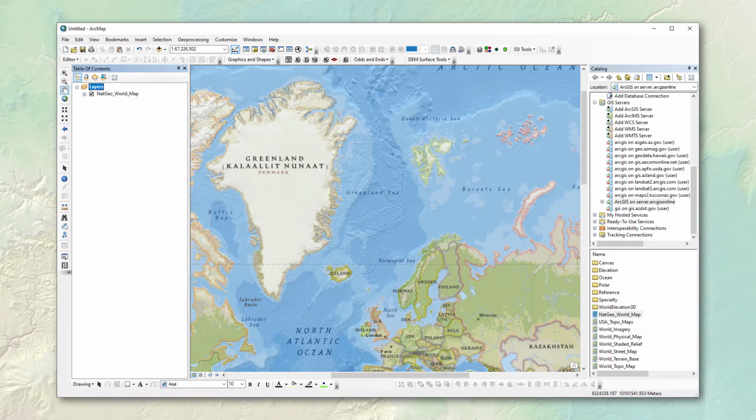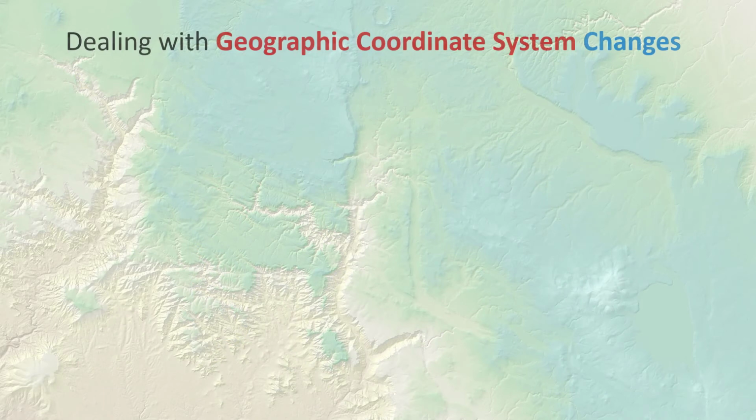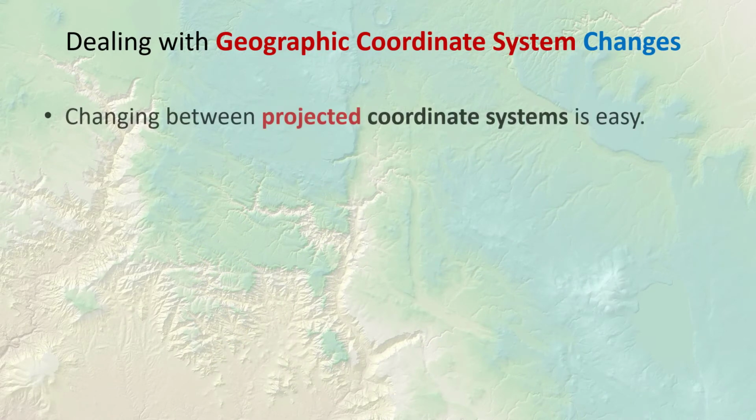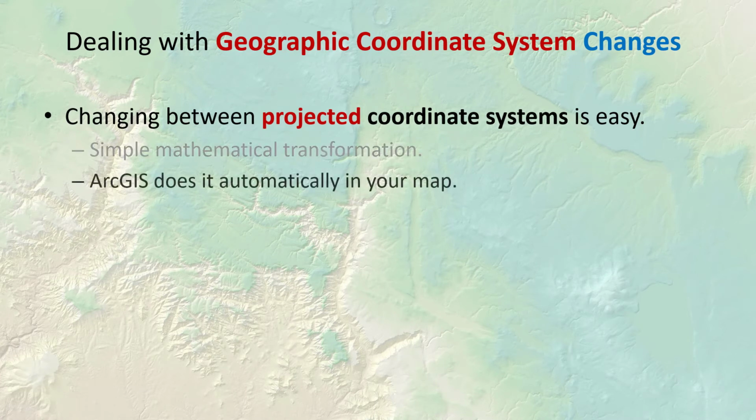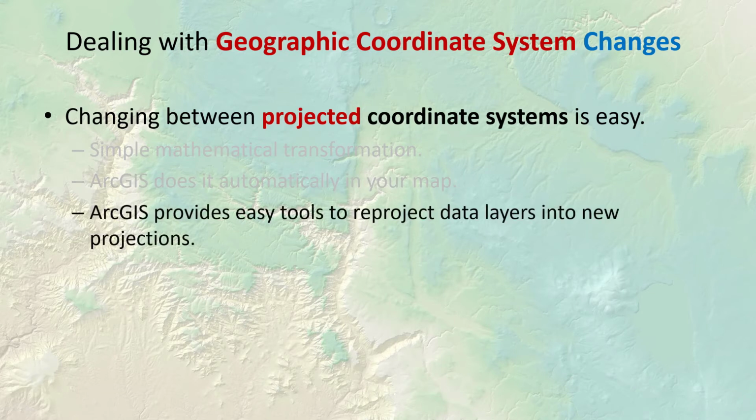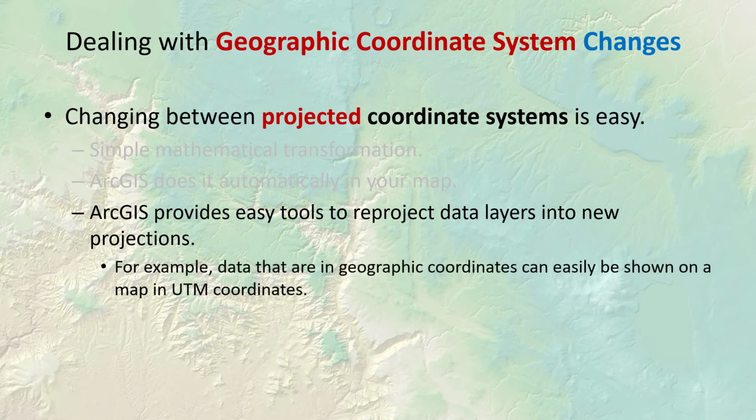Okay, as we've been seeing, ArcGIS and ArcMap does a great job at switching around between projected coordinate systems. It's actually pretty easy. It's a simple mathematical transformation. ArcGIS will do it automatically for you in your map. And ArcGIS provides several easy tools to reproject data layers into new projections. So, for example, if your data are in geographic coordinates, they can easily be shown on a map in UTM coordinates. All of this works really well.